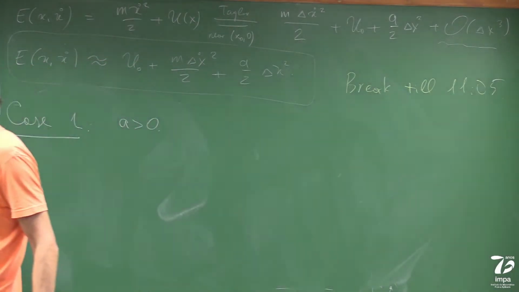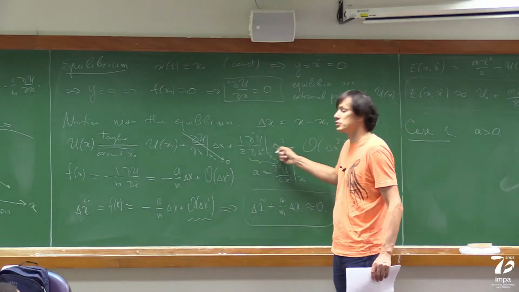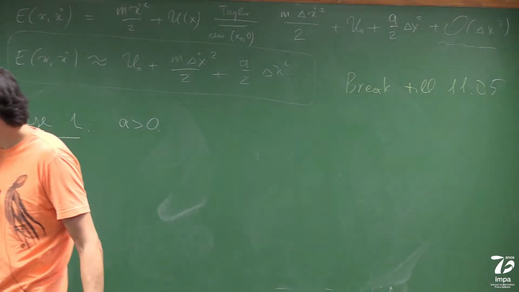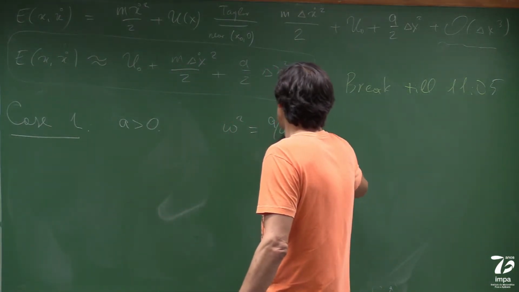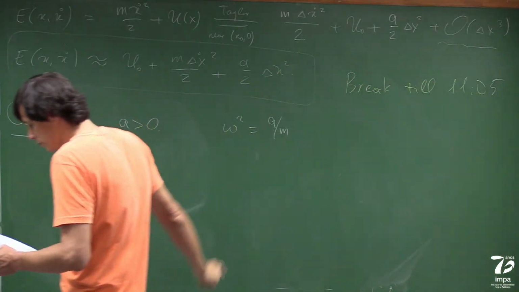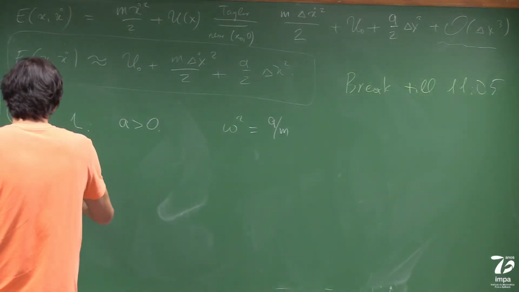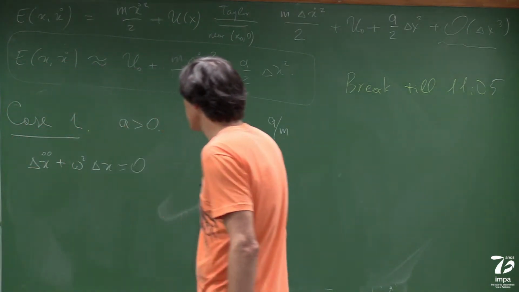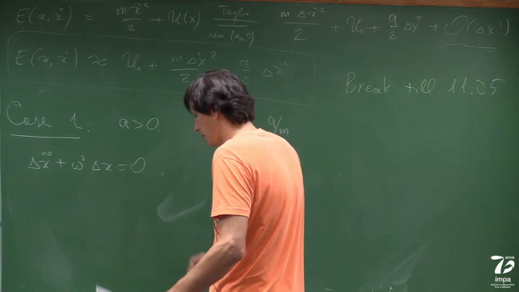A positive means that the second derivative of the potential at the equilibrium is positive. So in this case, A over M is positive. We can say that A divided by M is the square of some number, which we call omega. It will be frequency. Then our equation of motion can be written as delta x double dot plus omega squared delta x equals 0. This is the equation that you may know how to solve.